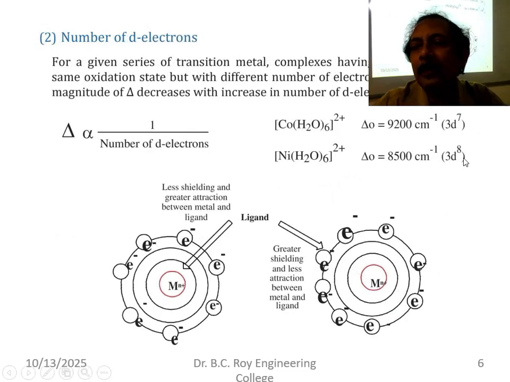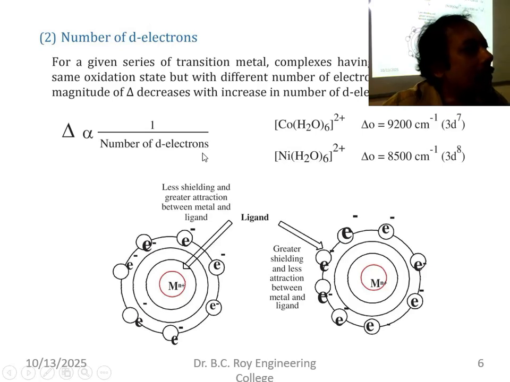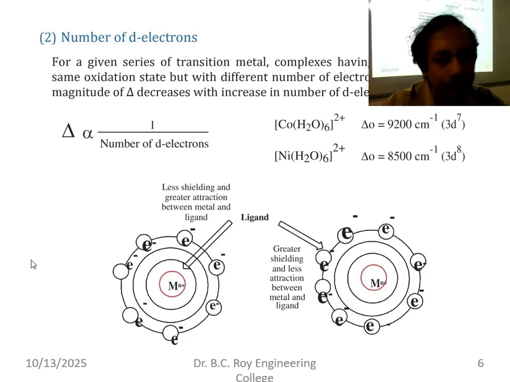So here we have d7, here you have d8. Here delta, the splitting energy, is inversely proportional to the number of d electrons. The more the d electrons, the lower will be the CFSE, because it will absorb certain energy. Whenever an extra d electron comes, maybe it will go into the eg level, or otherwise it will need pairing. Some sort of phenomenon will occur, and more d electrons will obviously reduce the crystal field stabilization energy.